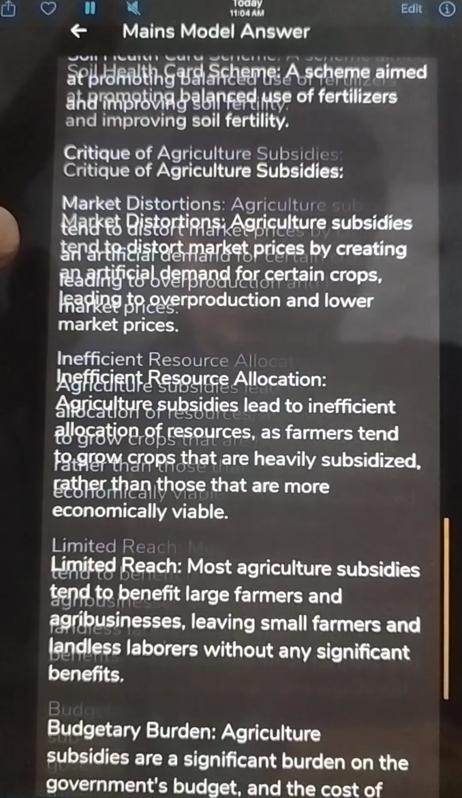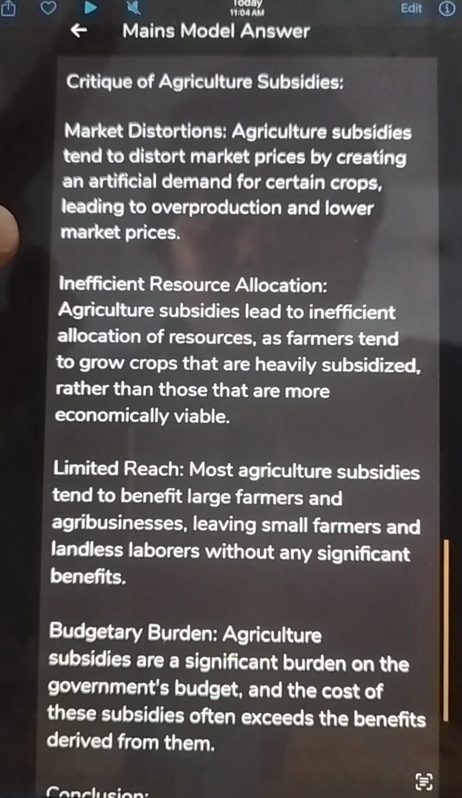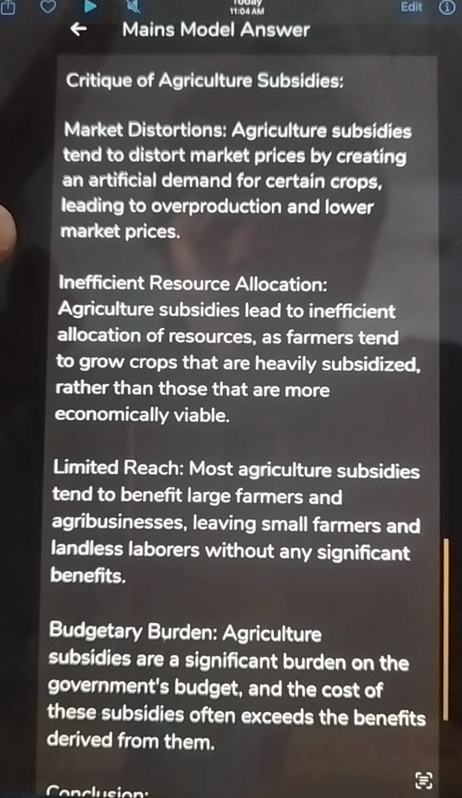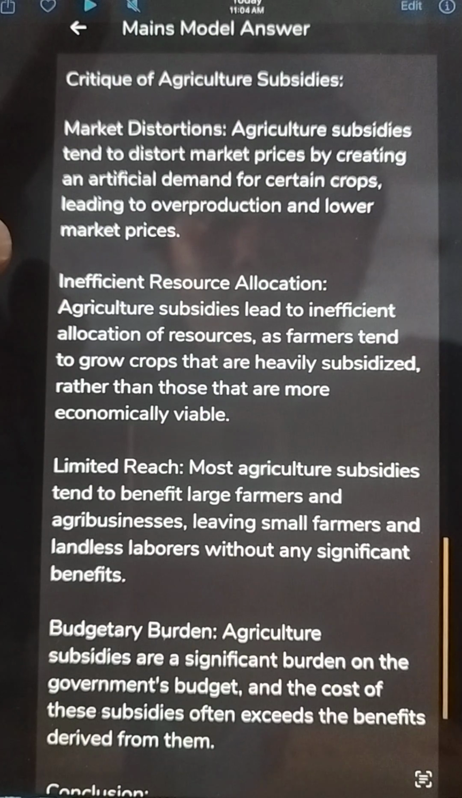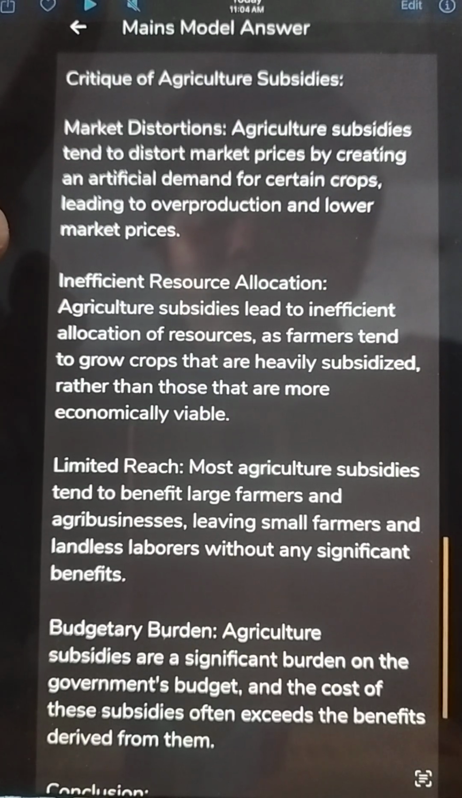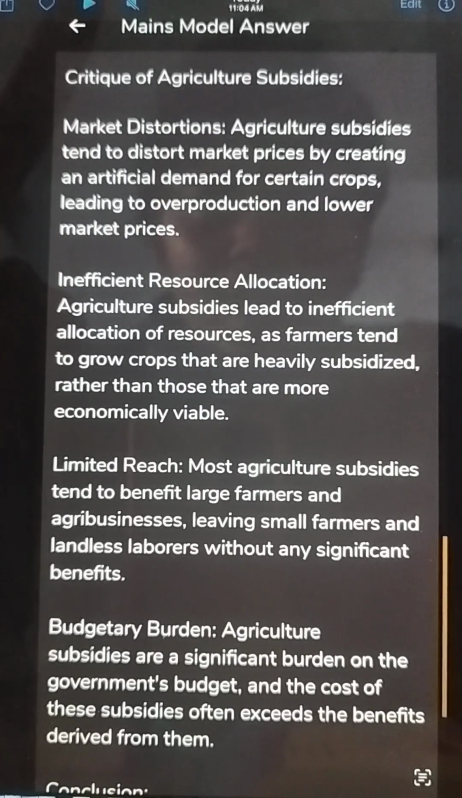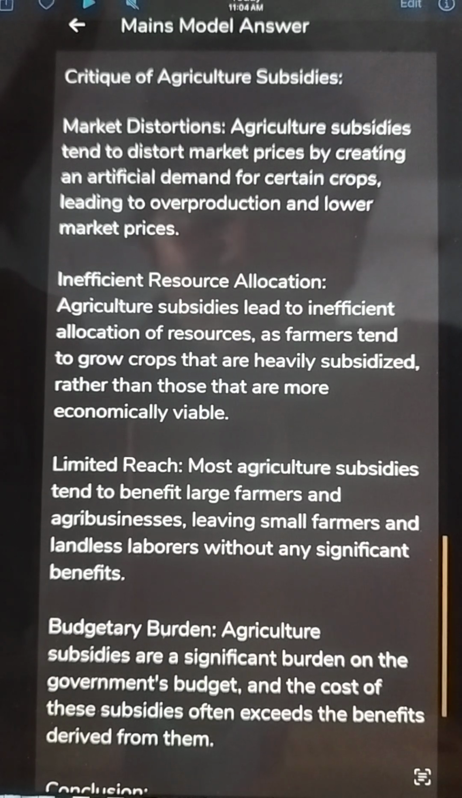Agriculture subsidies tend to distort market prices by creating an artificial demand for certain crops, leading to overproduction and lower market prices. Then second is inefficient resource allocation. Agriculture subsidies lead to inefficient allocation of resources as farmers tend to grow crops that are heavily subsidized rather than those that are more economically viable.